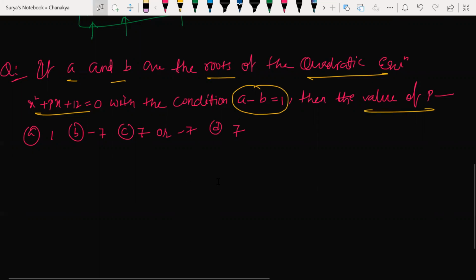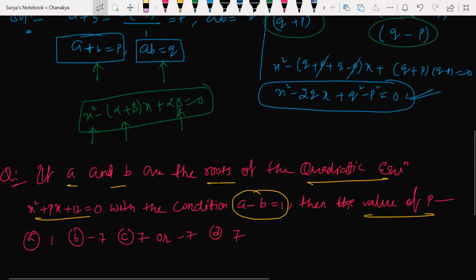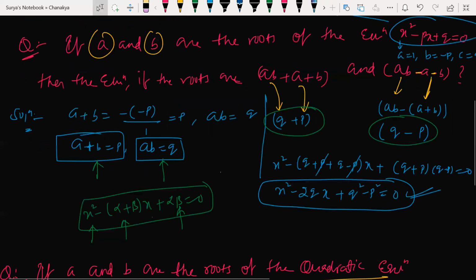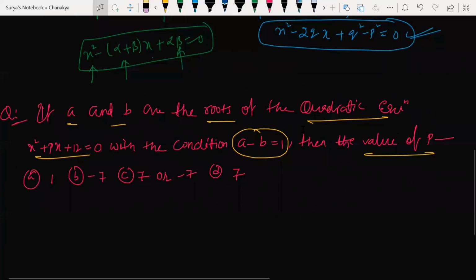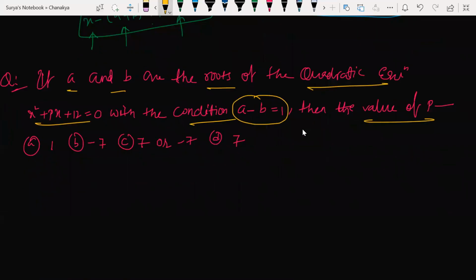Quick. Hope it is clear. The earlier question, the previous question, everyone, is it clear with this question? Guys, are you guys clear with this question? Yes, sir. Everyone of you. Very good, Akshara. Very good, very good. Charan, hope it is clear, Charan. Yes, sir. So if A and B are the roots of this quadratic equation with the condition A minus B is equal to 1, then the value of P is what?